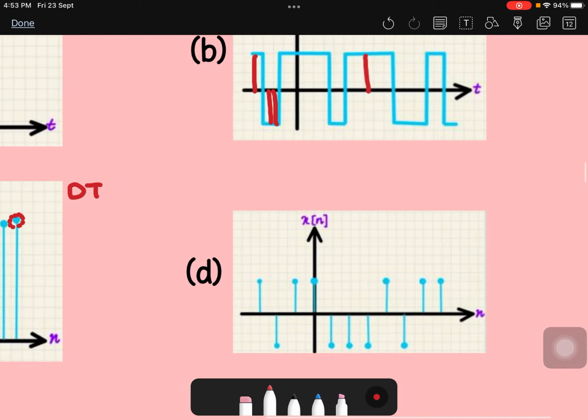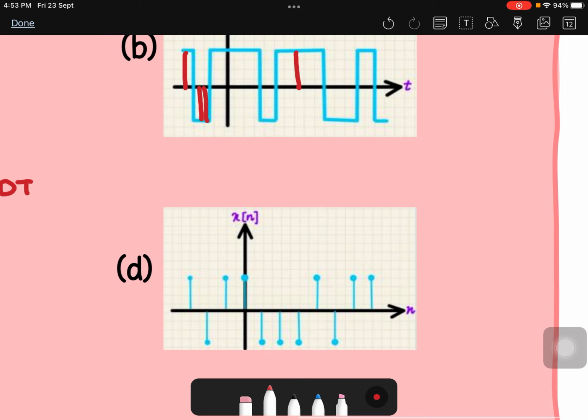Okay. Now for figure D, it's similar to figure C, where you have amplitude only at specific points of time. For example, only at this time, this time, this time. In between these times, there is no amplitude, or no value, because you don't have the blue circle. So therefore, this is also a discrete time signal.